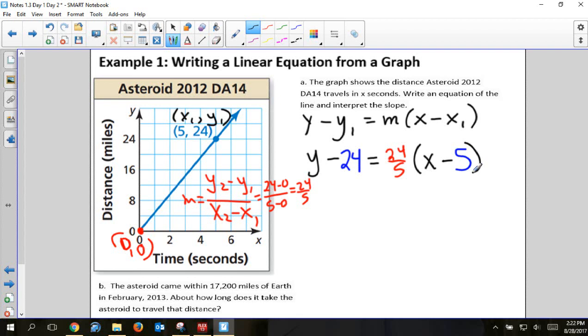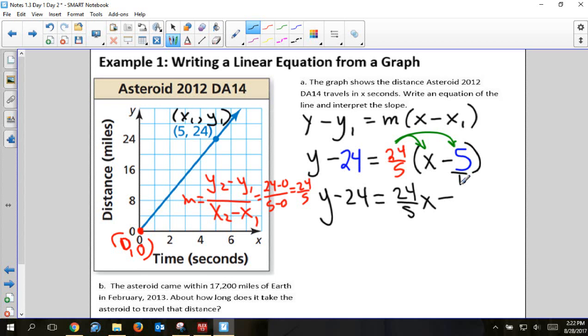Okay, next what we're going to do is simplify this, and we're going to put it so it says y equals. So we're going to put it in the form that we've been graphing it in. So what I have to do is get rid of the parentheses. I'm going to distribute 24/5 into the parentheses. So I have y minus 24 equals 24/5 times x, so 24/5 x, minus, how do I multiply a fraction times a whole number? Put it over 1, so I put 5 over 1. So now I'm multiplying two fractions.